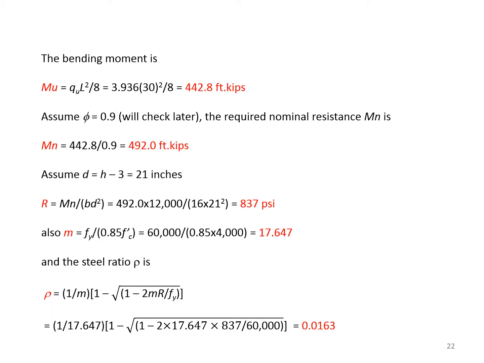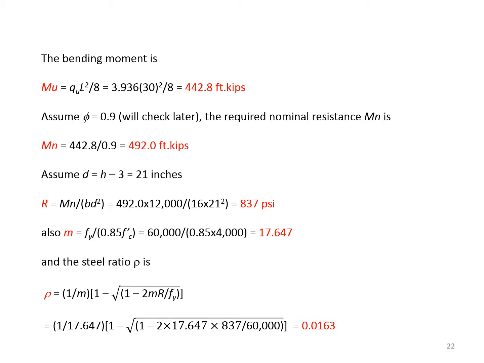Let's find the bending moment. For a simply supported beam, Mu is q L squared over 8. We put qu for q, which is 3.936, and we get Mu. The final answer is 442.8 foot kips. We assume phi is equal to 0.9. Therefore, the required strength or the required bending resistance is 442.8 divided by 0.9, which is 492 foot kips.